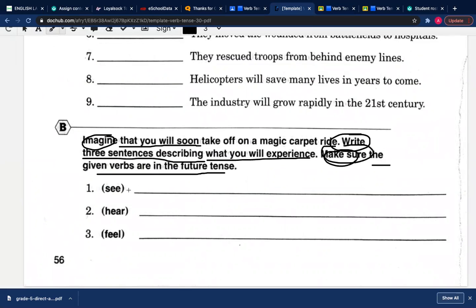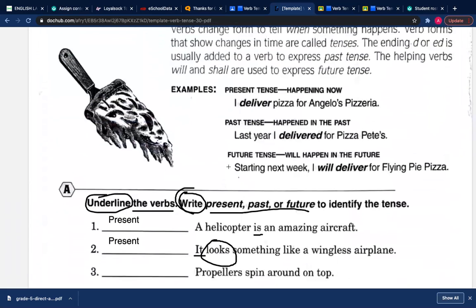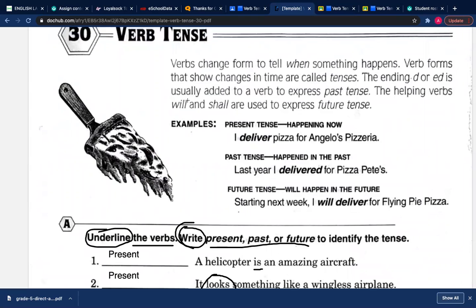Okay, so look here. Our very first verb that they are giving us is see. We need to make sure that we write a sentence using future tense. Okay, take a look back up at the top. Future tense, it will happen in the future. Starting next week, I will deliver from Flying Pie Pizza. The helping verbs will and shall are used to express future tense.